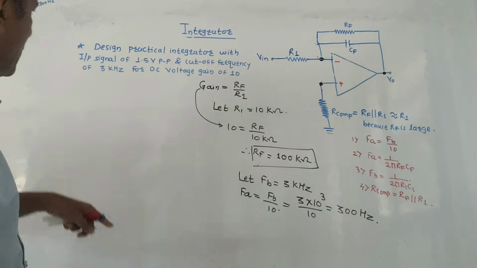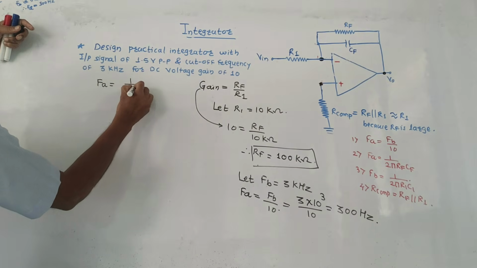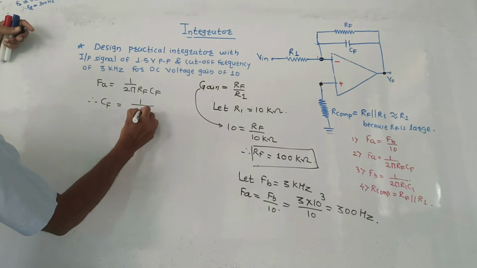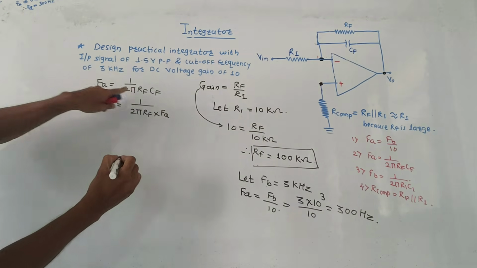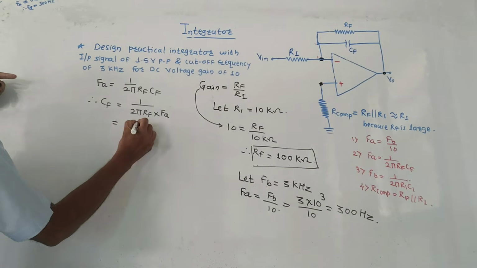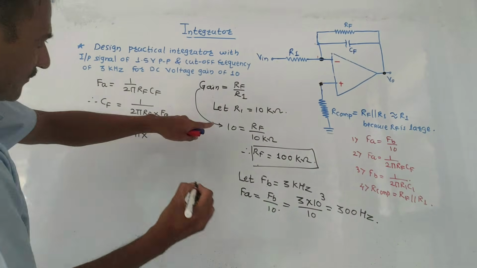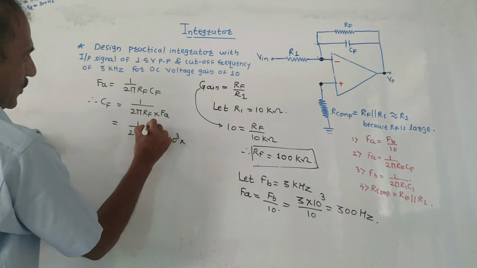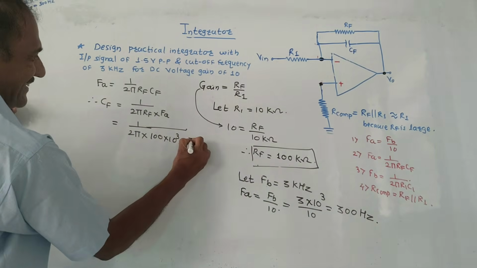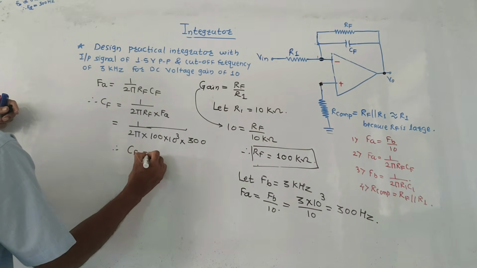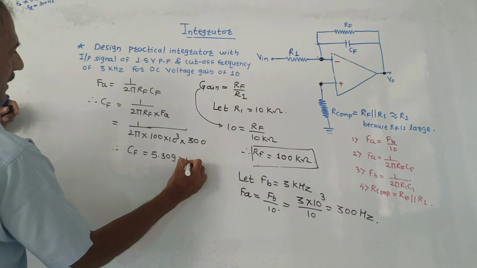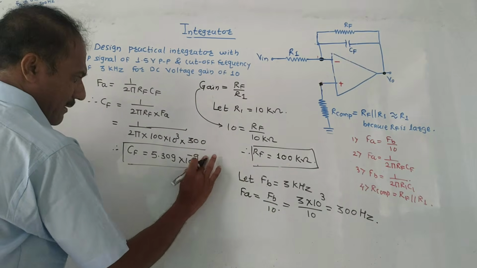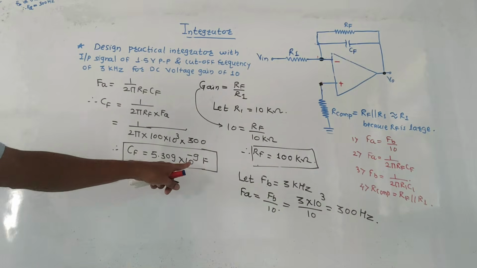Now make use of the second formula. FA is equal to 1 by 2 pi RF into CF. From this I can write CF is equal to 1 by 2 pi RF into FA. I interchanged FA and CF. So this can be written as 1 by 2 pi, value of RF. RF we have calculated, it is 100 kilo ohm, so 100 into 10 raised to 3, because it is kilo ohm, into FA. We have calculated the value of FA, that is 300. Therefore the answer of CF will be 5.309 into 10 raised to minus 9. 10 raised to minus 9 means nanofarad. We can well write it as 5.309 nanofarad. Presently I am keeping it as it is, so the unit is farad: 5.309 into 10 raised to minus 9 farad.